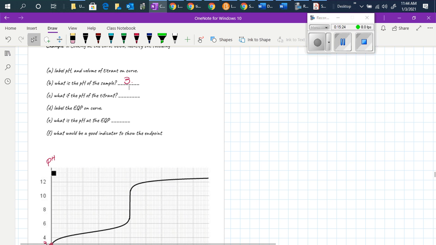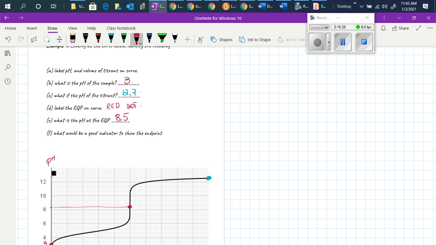What is the pH of the titrant? Let's make it with a different color. The pH of the titrant is this point here, the end point, and we can say that is about 12.5, 12.7, something like this. The equivalent point is this point here, the red dot, and the pH of the equivalent point is about 8.5.